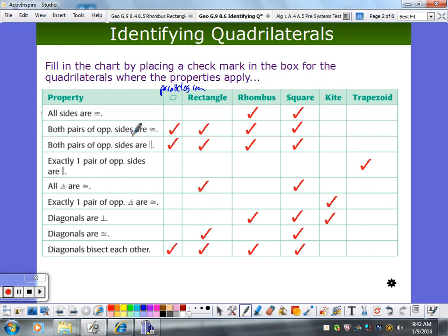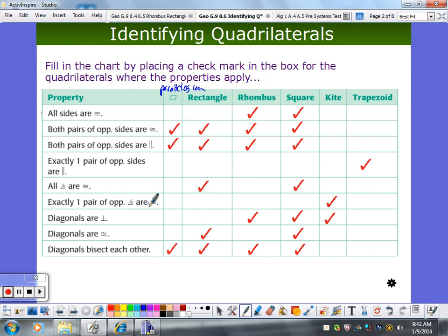Both pairs of opposite sides are congruent. Well, once you check the parallelogram box, you have to check everything else that is a parallelogram, right? Rectangle, rhombus, square. If this box is checked, so are these three boxes, because all these things are parallelograms. Both pairs of opposite sides are parallel. Well, that's got to be true for all of them if it's true for the parallelogram. Exactly one pair of opposite sides are parallel. That is only true for a trapezoid, if there's only one. All the angles are congruent. Only true for rectangles and squares.